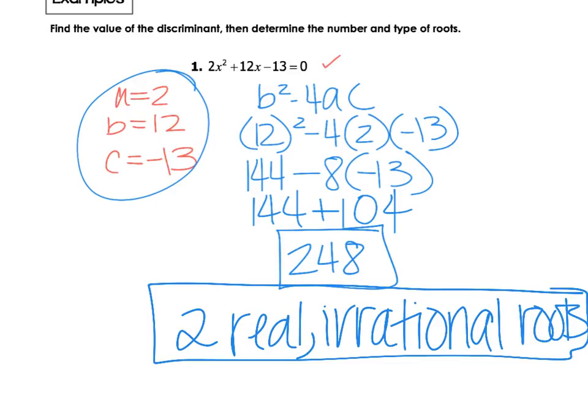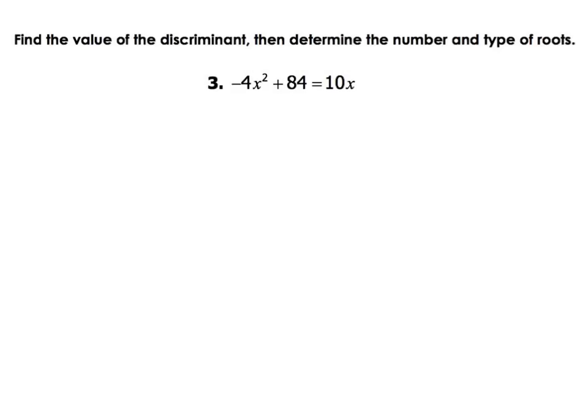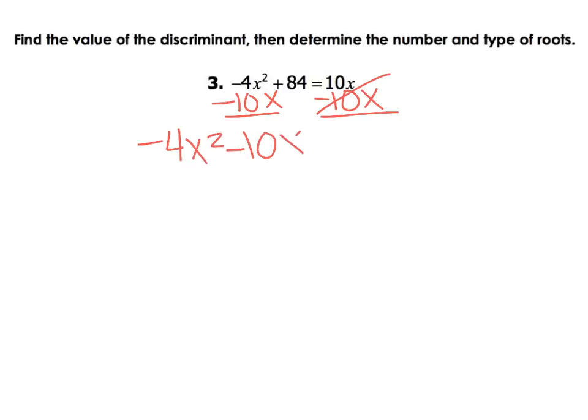And we're done. All right, number 3. Before we can find the value of the discriminant, we need to write this quadratic equation in standard form. So it has to be equal to 0. Subtract 10x from both sides. Cancels out over here, so we're left with negative 4x squared minus 10x plus 84 equals 0.